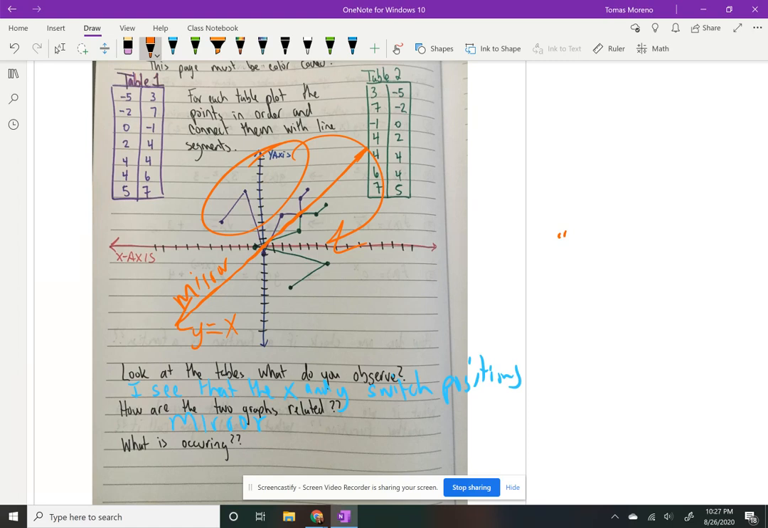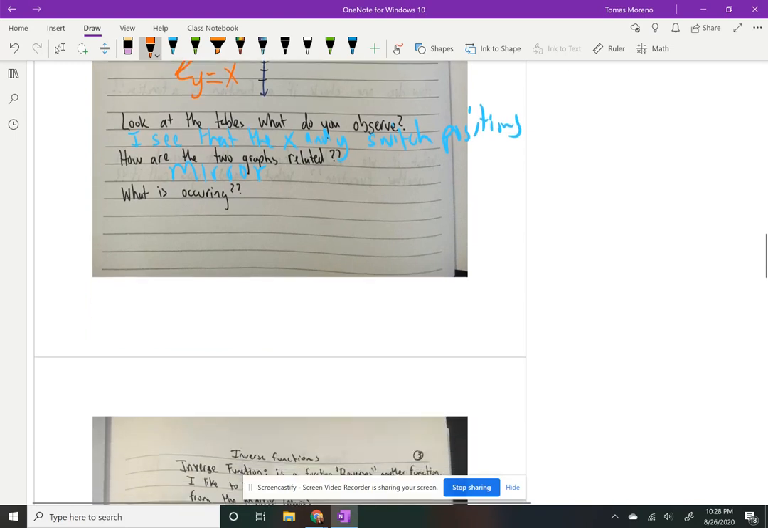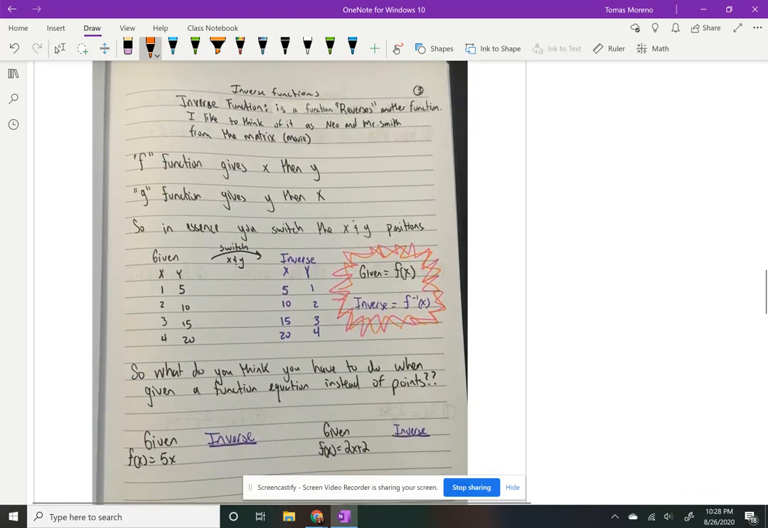Okay, so this is going to lead us into something else. This is what we call an inverse. So we're kind of reversing the position. We're reversing the x and y positions, and we'll discuss that a little bit more. Let me just lift up the notes, okay? So an inverse function is a function that reverses another function.